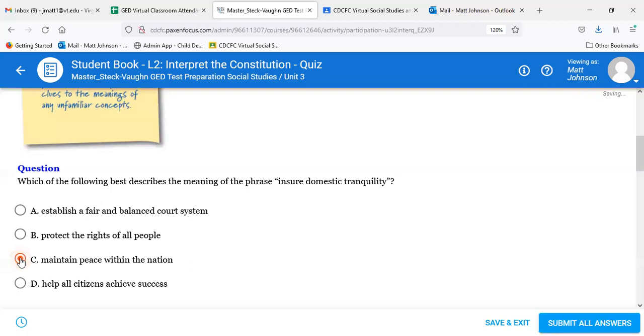Maintain peace within the nation, and that's a perfect example, right? Who goes around saying ensure domestic tranquility? We run into both the old school English and also some legalese, right? It's really pretty, but it doesn't really speak the way in the language that we understand today. So it's basically saying maintaining peace within the nation. So 1 is C as in cat.